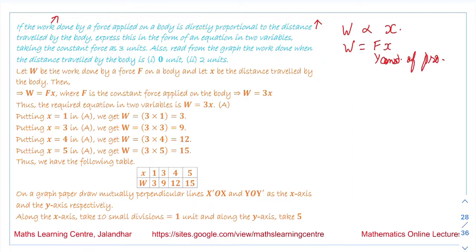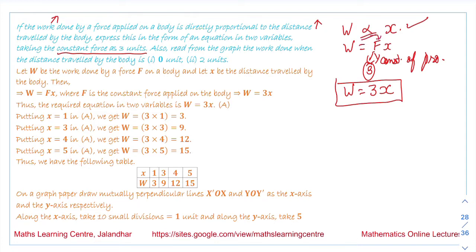And next it is given that we have to express this in the form of an equation in two variables, taking the constant force as 3 units. So the value of F is given to be 3. So the equation we have is W is equal to 3x. So it is given that work done is directly proportional to the displacement or distance. When we remove this proportionality sign, we get the proportionality constant, and the value of the proportionality constant is given to be 3 units. Now we have to express this in the form of an equation. So this is the required equation, that W is equal to 3x.